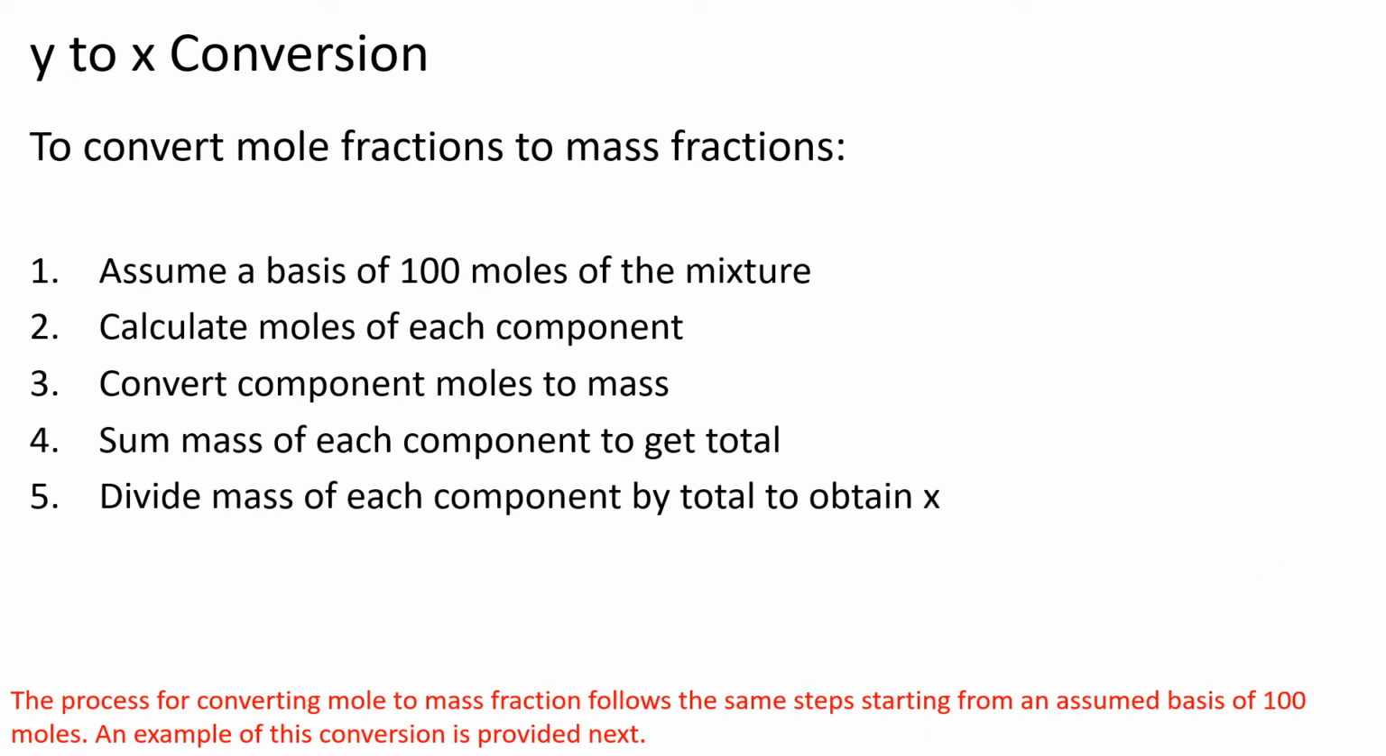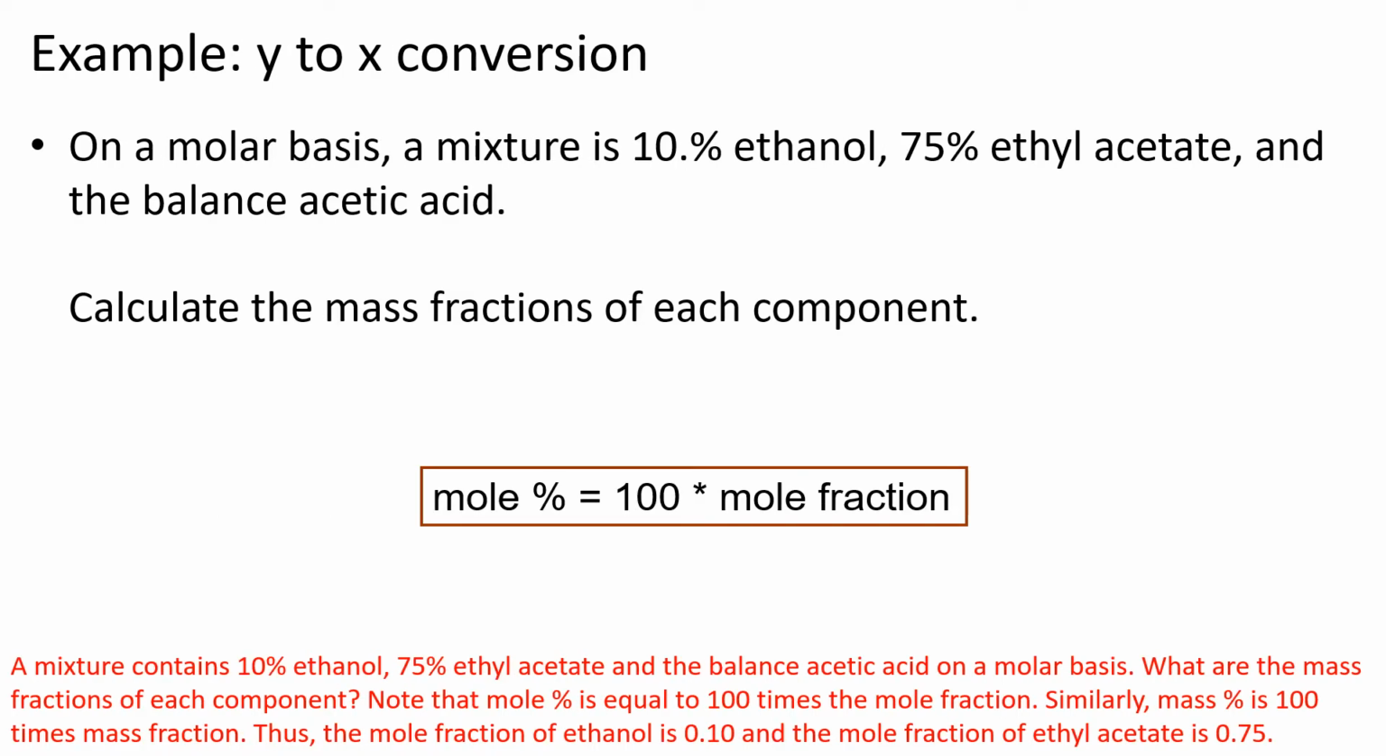The process for converting mole to mass fraction follows the same steps, starting from an assumed basis of 100 moles. An example of this conversion is provided next. A mixture contains 10% ethanol, 75% ethyl acetate, and the balance acetic acid on a molar basis. What are the mass fractions of each component?